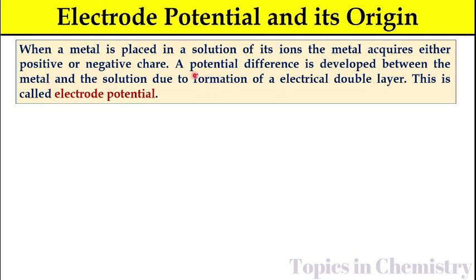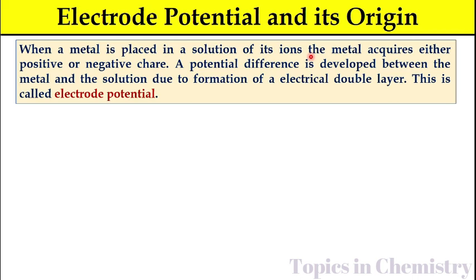Here again you can see a potential difference is developed between the metal and the solution due to formation of an electrical double layer. This is called electrode potential. So again, first you can see, when a metal is placed in a solution of its ions.